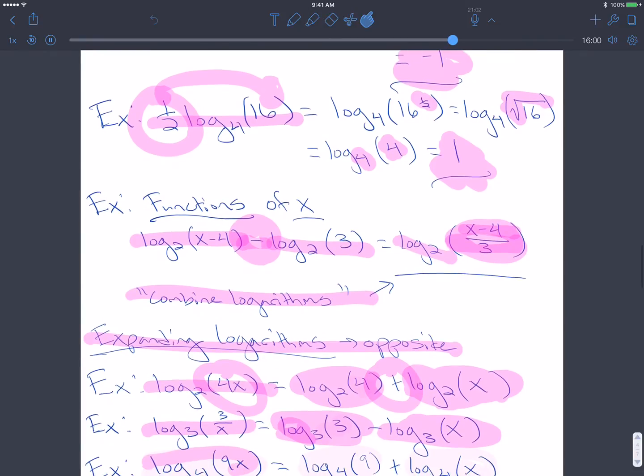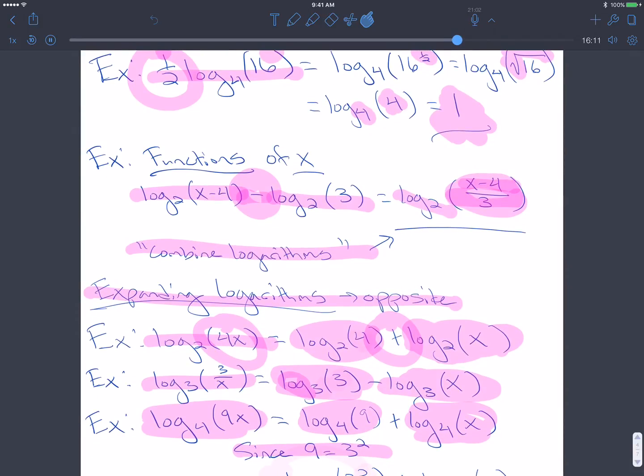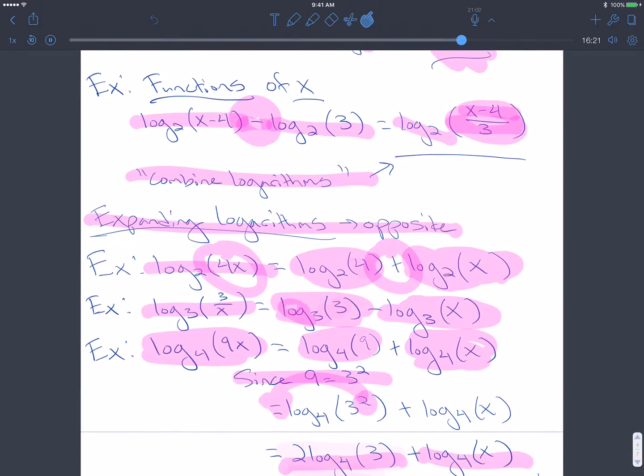Log base 4 of 9 times x, you have log base 4 of 9 plus log base 4 of x. And since we know that 9 is 3 squared, we can use the exponent, right, log base 4 of 3 squared plus log base 4 of x, and move that exponent out in front to get us to 2 log base 4 of 3 plus log base 4 of x.